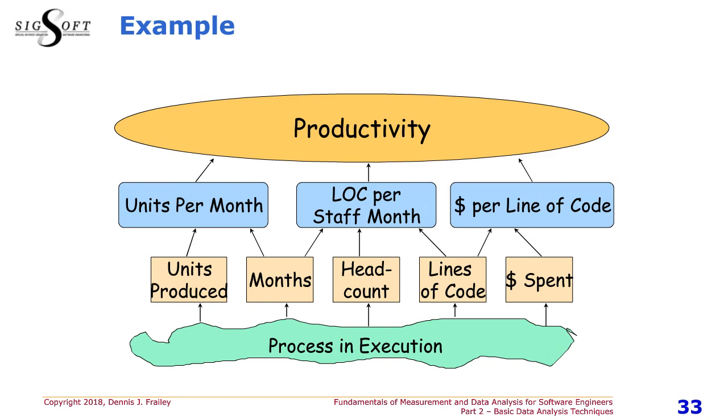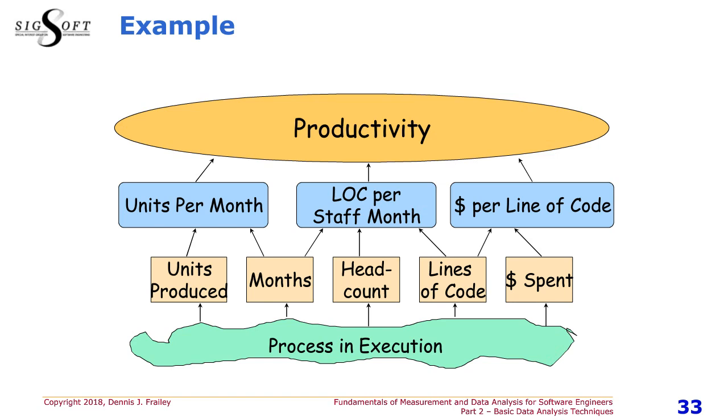So here's a little example. You're measuring things like how many units you produce or how many people there are. That's called the head count. How many lines of code there are, how much money you've spent. Those are base measures. And then the computed measures are the units per month, lines of code per staff month, things of that nature. And the reason you compute those things is to satisfy an information need, which in this case is how productive are we. So that's the kind of relationship between all those concepts.